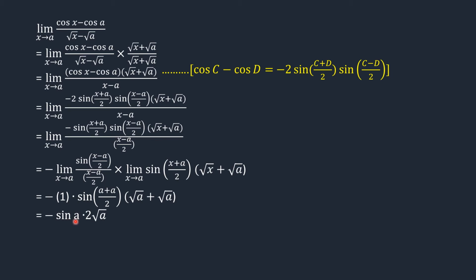See, this is sine a. And root a plus root a will be 2 root a. And this minus sign will remain as it is. So the answer is minus sine a over 2 root a.